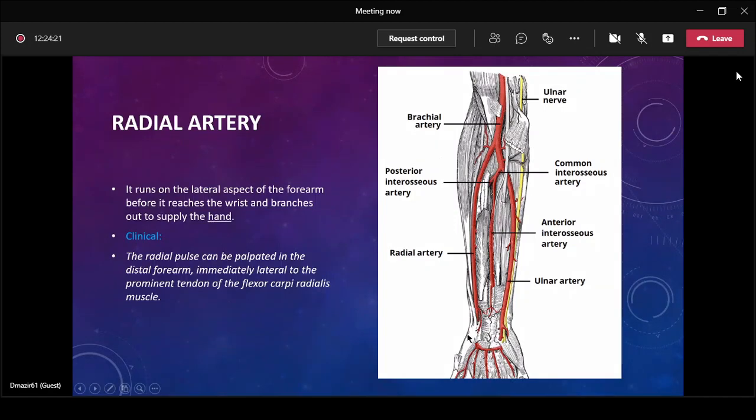it gives a superficial branch which takes part in the formation of the superficial palmar arch, and it continues itself as the deep branch which forms the deep palmar arch with the deep branch of the ulnar artery. Superficial palmar arch is the direct continuation of the ulnar, while the deep palmar arch is the direct continuation of the radial artery.